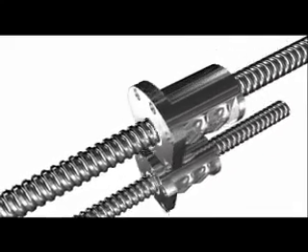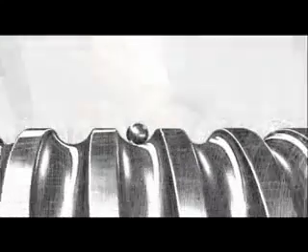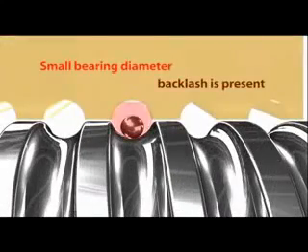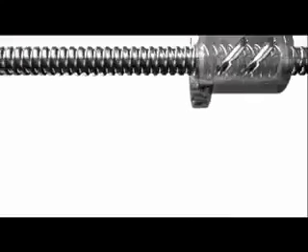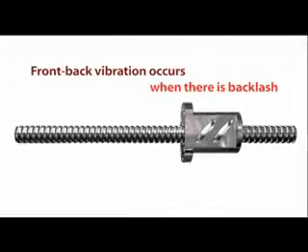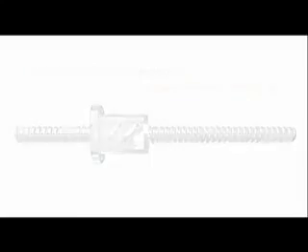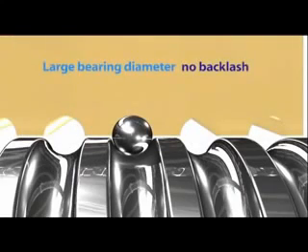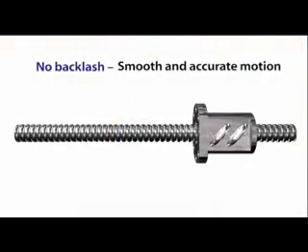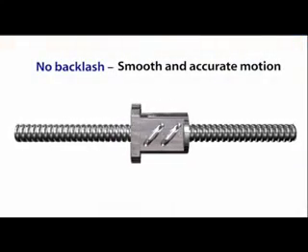Similarly, in the case of a ball screw, when the bearings are relatively small, because backlash exists, the nut will tend to vibrate back and forth as it performs its reciprocating motion. In contrast, when the bearings have a relatively large diameter, there will not be any backlash, and preload will exist. In this case, there will be no vibration.